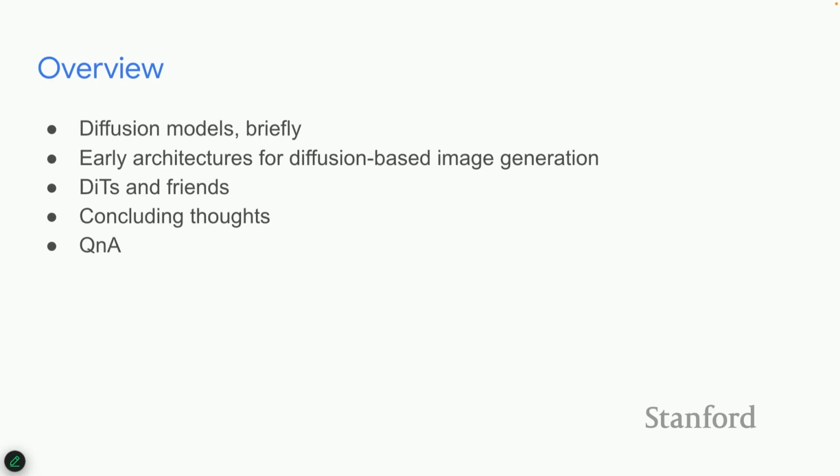Here's how I want to approach this talk. This is the rough overview of all the things that I want to cover. As I mentioned, I'll give you a brief introduction to diffusion models or flow matching as well. Then I'll try to set the context by discussing the early architectures for image generation in this field. Then we'll hit straight to DiTs and, as I like to call them, their friends. And I'll conclude with some thoughts, in which I'll discuss some of the promising directions that I've become lately interested in. And then I'm sure there will be time for Q&A.